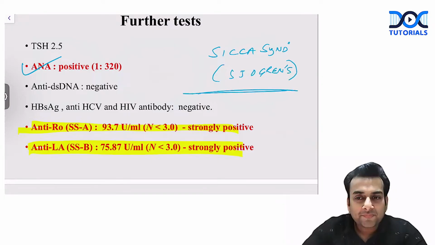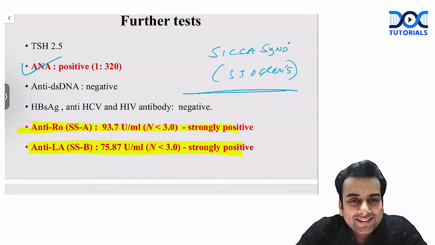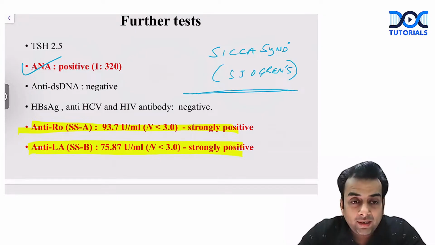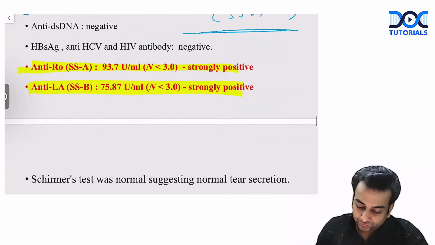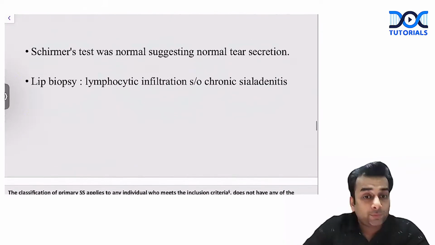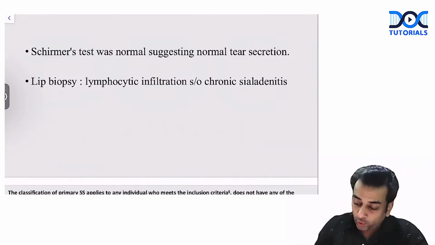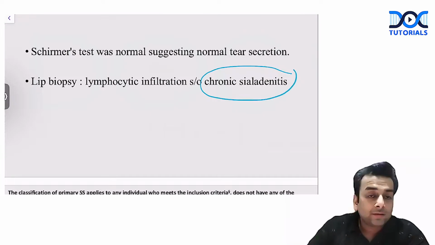So it was the Sjogren syndrome, which is a fair possibility in a young female who presents to you with a type 1 RTA. You've got to suspect this. Schirmer's test was normal, but lip biopsy showed features of chronic sialadenitis.